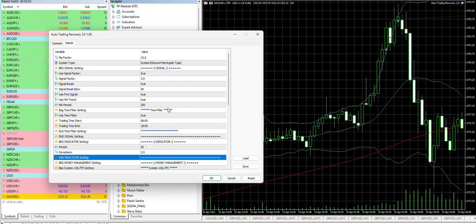This optimization took me about 3 days running the PC for 3 days to get this result. So you can adjust, you can do the same for any symbol you want on any time frame you want. Okay.